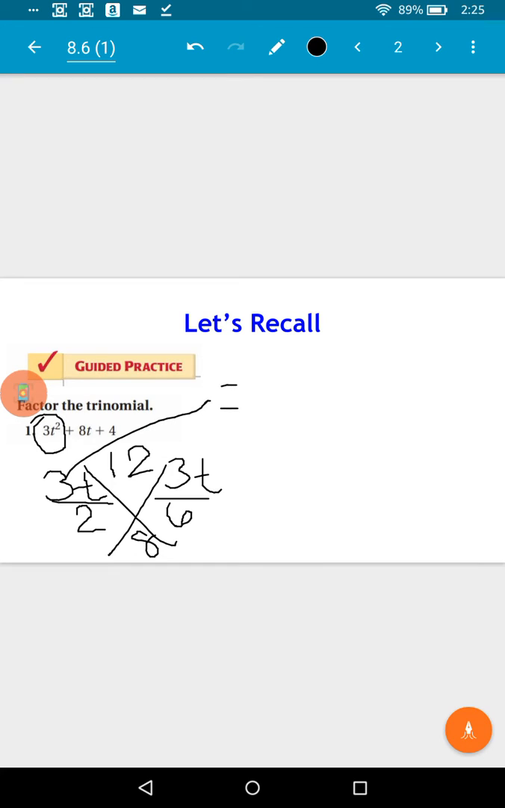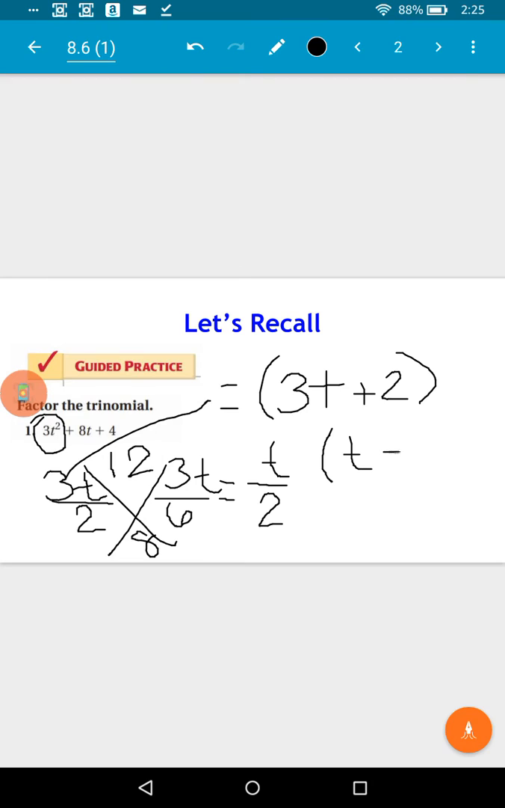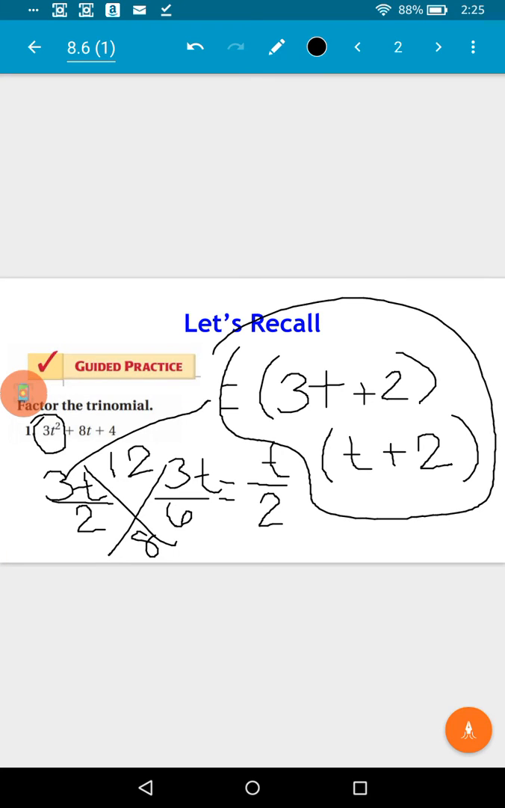I know that I cannot reduce, so I make my first binomial. 3t over 6. I know I can divide that numerator by 3. So 3 divided by 3, I'm left with t, and 6 divided by 3 is 2. So my new binomial, after it is reduced, is t plus 2. So that is my final answer.